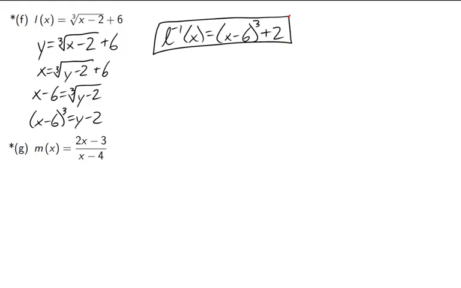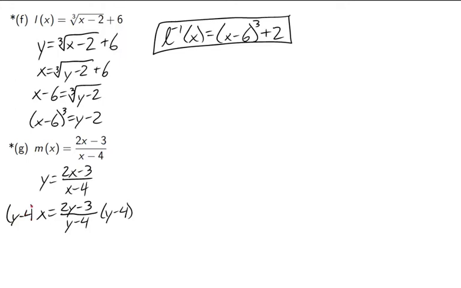Alright, if you haven't done the next question, you should pause your video again and give it a try. And we get y equals 2x minus 3 over x minus 4. Switch the roles of the two variables. And multiply both sides by y minus 4, just like the last time we did this. We get xy minus 4x equals 2y minus 3.